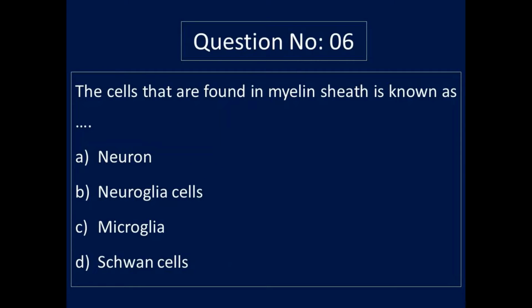Sixth question. The cell that is found in myelin sheath is known as option A. Neuron, B. Neuroglial cell, C. Microglia, D. Schwann cell. Right answer is D. Schwann cell.